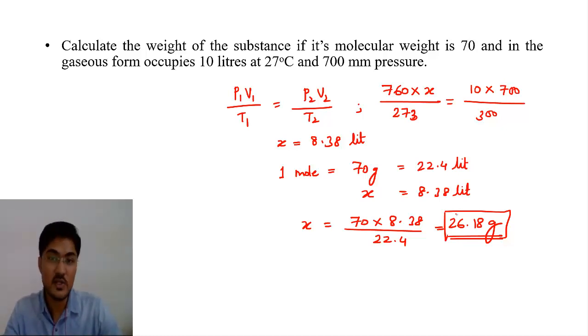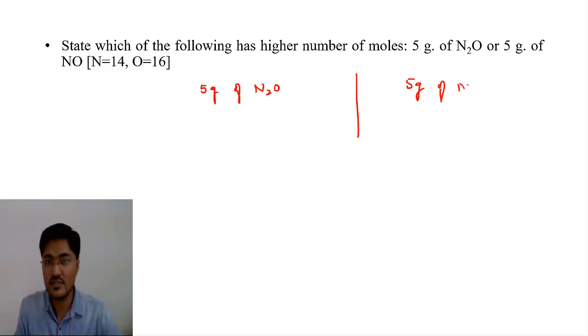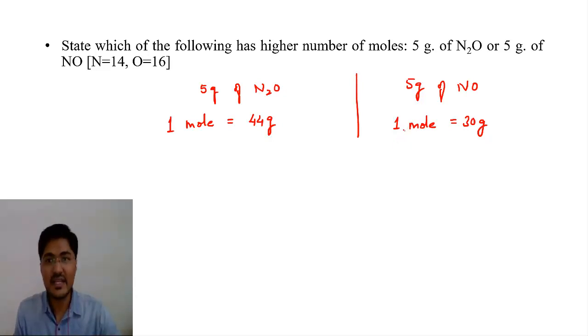Now let's look at the next question. The question is, state which of the following has higher number of moles, 5 grams of N2O or 5 grams of NO. Now at S.T.P. we know that 1 mole of N2O will contain 44 grams, and 1 mole of NO will contain 30 grams.